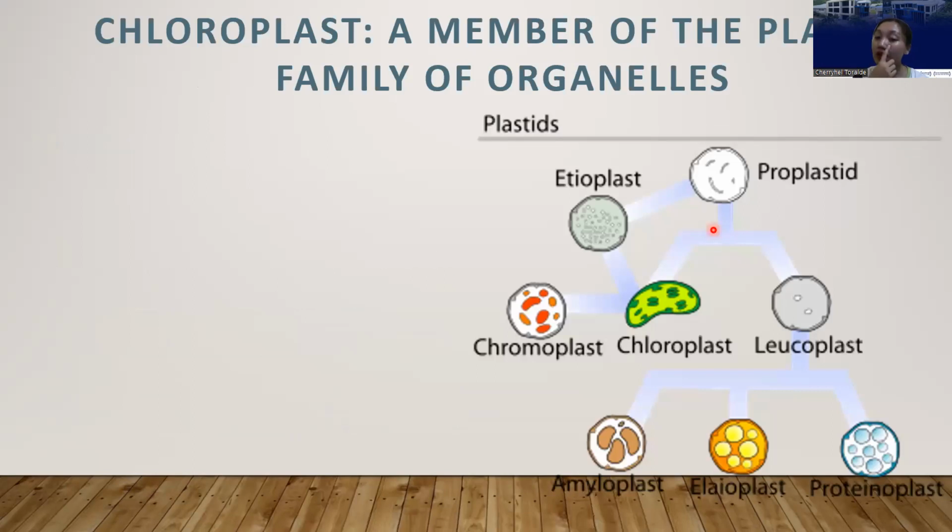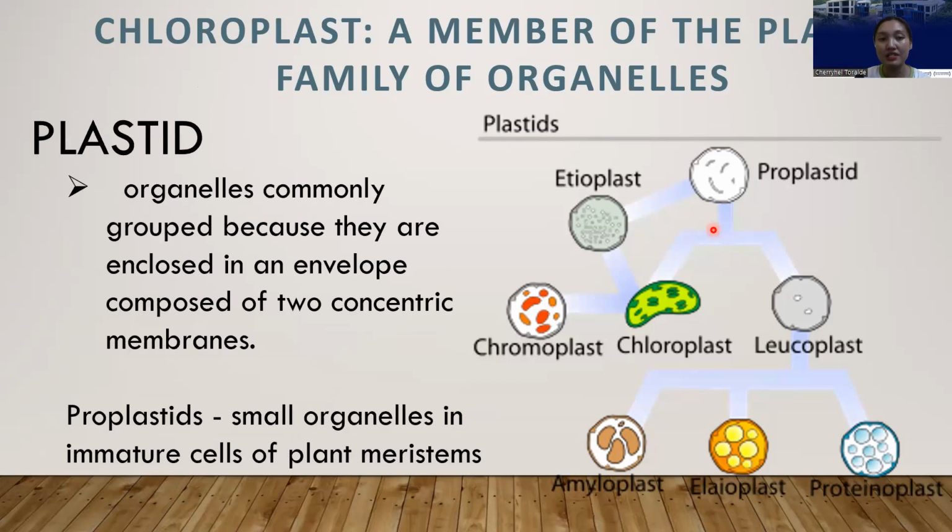So it is said that chloroplast belongs to a family of plastids. When you say plastids, these are the organelles that are grouped because they are enclosed in an envelope composed of two concentric membranes. Concentric. So, mitochondria is not included, because the mitochondria has cristae. And then, all of the plastids are derived from proplastids.